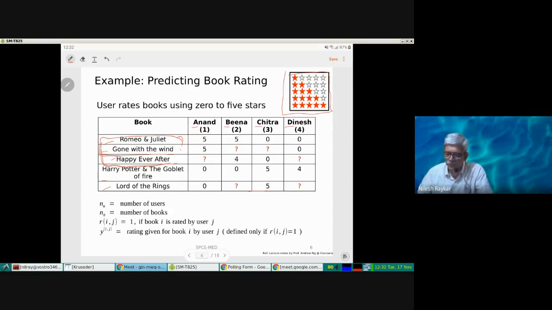So for example, you want to know whether Anand would like Happy Ever After, so what rating Anand would give this book. Based on this data, intuitively we know that Anand may like it because it falls in the same category. Here we are using our intelligence that these 3 books are of similar type, and the users Anand and Bina are also of similar liking types. Based on that, we have done the analysis.